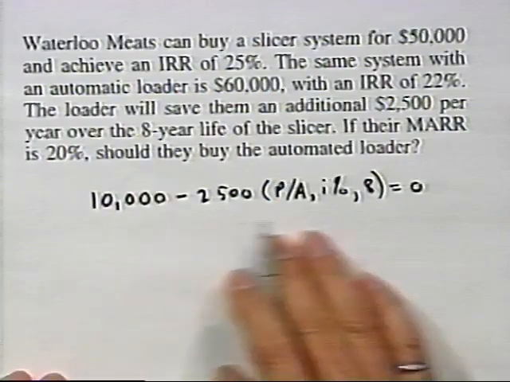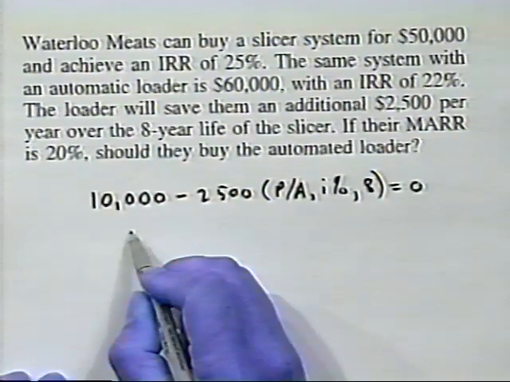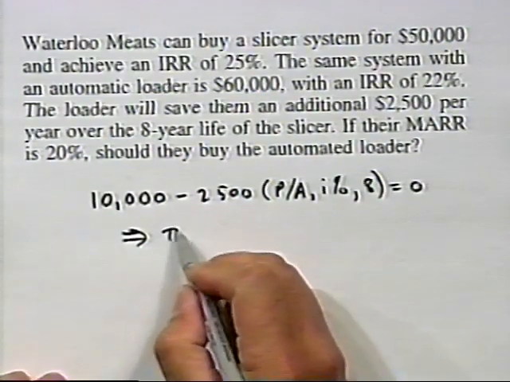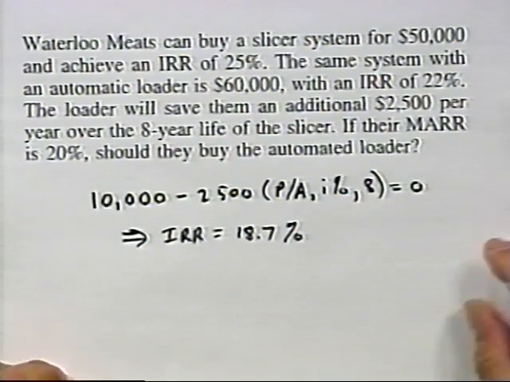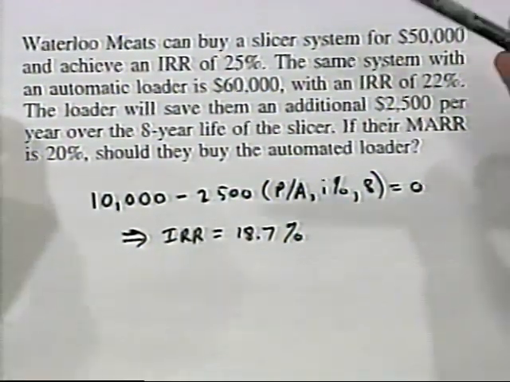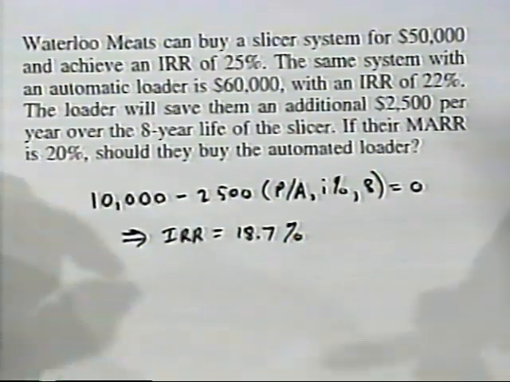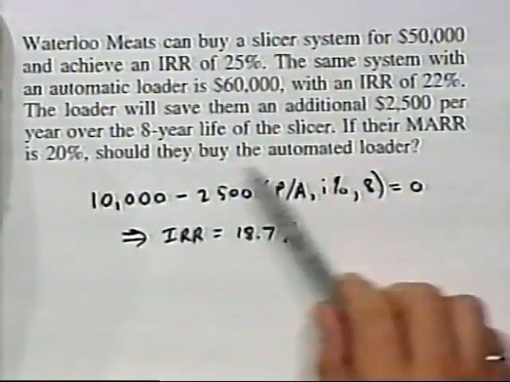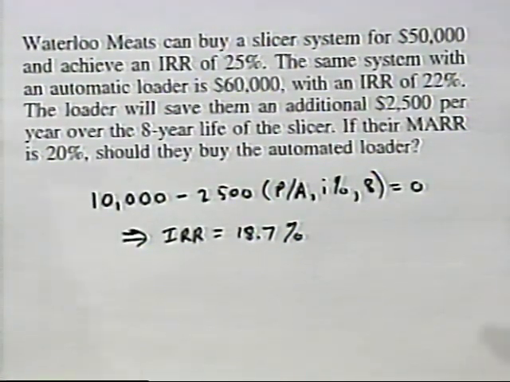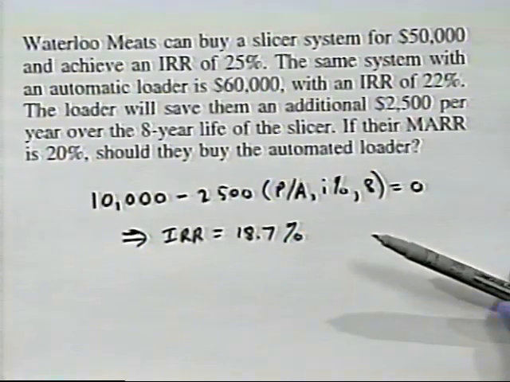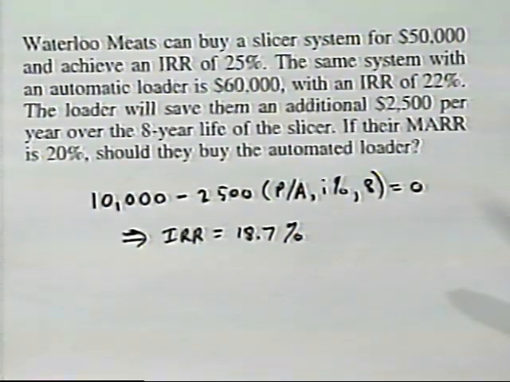If we solve this equation for the incremental investment beyond the basic one, we'll get an internal rate of return of 18.7%. So really, for that extra $10,000 investment, we're not earning our minimum acceptable rate of return. It's not a good idea, even though the total investment of the slicer and loader seems to be. So this principle is the one that we have to use whenever we're comparing mutually exclusive alternatives using an internal rate of return comparison.